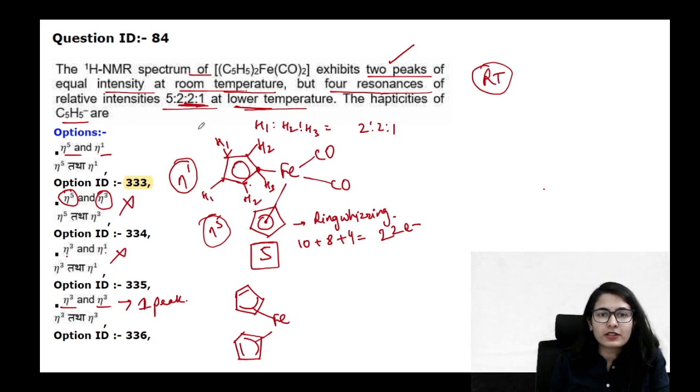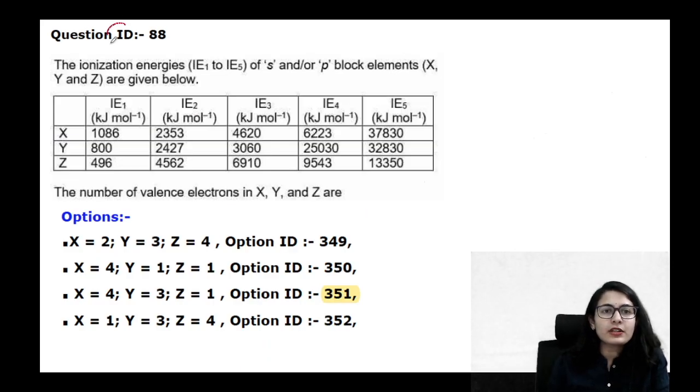Okay, this part is for this ring and 5 is for the CP. So you confirm the structure, it is eta 5 and eta 1. Right, next question, 88 question. The ionization energy of S or P block element are given below.